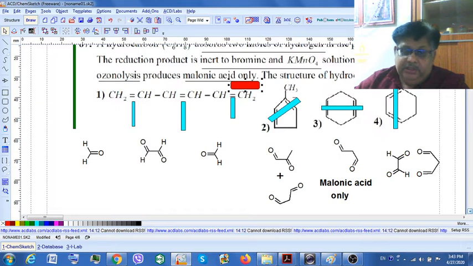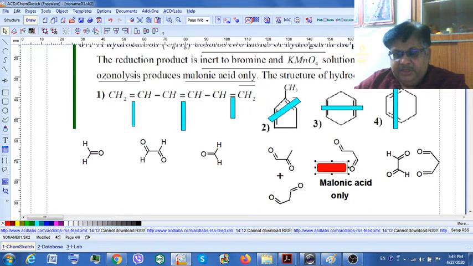Now it's providence, or pure luck, that all the options 1, 2, and 4 are unsymmetrical in nature, only 3 is symmetrical in nature. If a student knows this particular point, he can directly go and answer it. The other way of answering it is, what is malonic acid? Now that malonic acid is this.